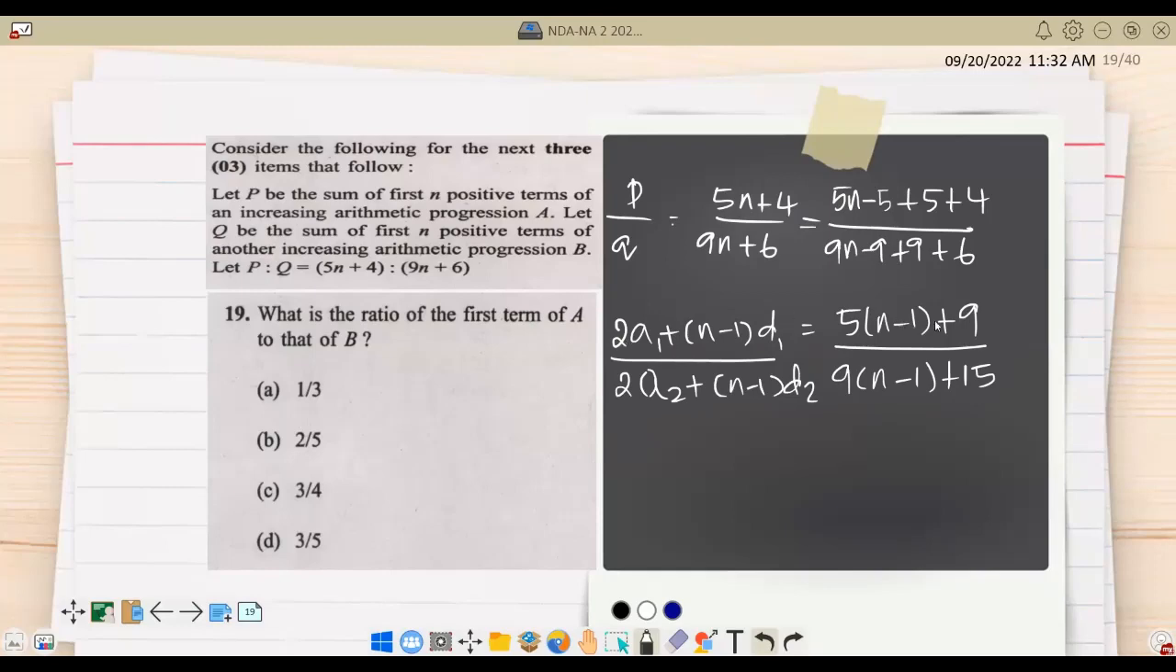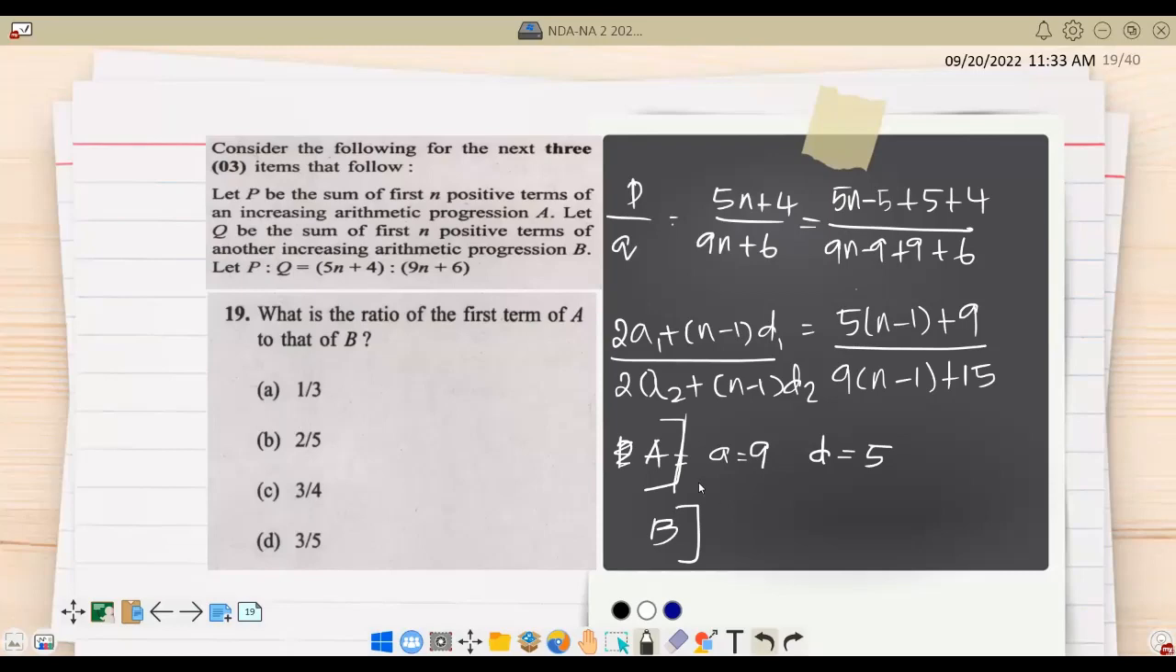So your 2a1 will be 9, your 2a2 will be 15, your d1 will be 5, your d2 will be 9. Of course, there is an n by 2 term in the numerator and the denominator, but that will get cancelled. So we can equate this. So from this, we can easily understand that for A, the value of the first term is 9 and the value of d is 5.